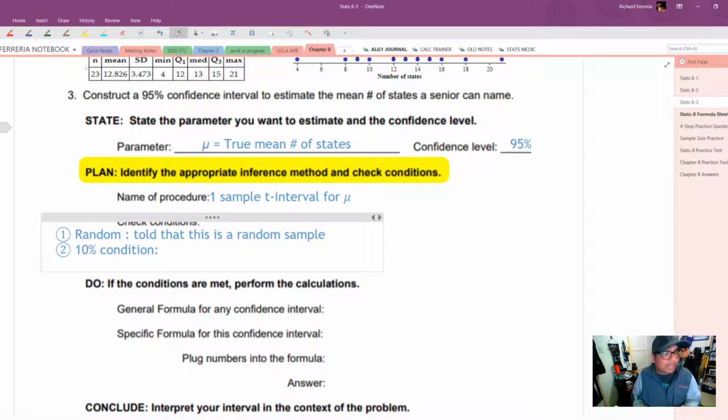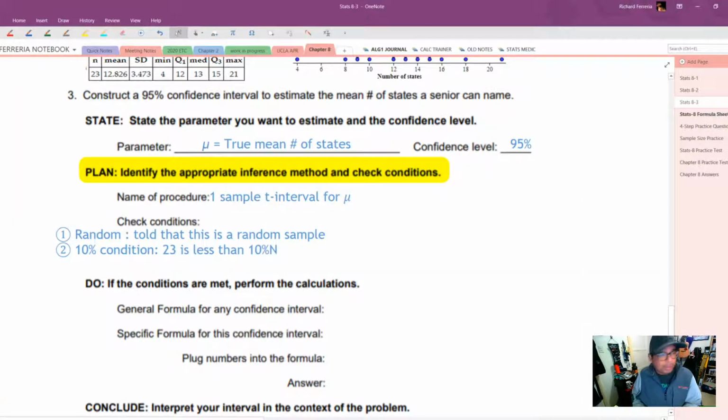For the 10% condition, we're going to take a look at our sample size, which is 23. We can see it up over here in the stats. And multiply that by 10, that's 230. And are there more than 230 AP Stats students? You bet. So we're just going to write 23 is less than 10% N, capital N being the population size.